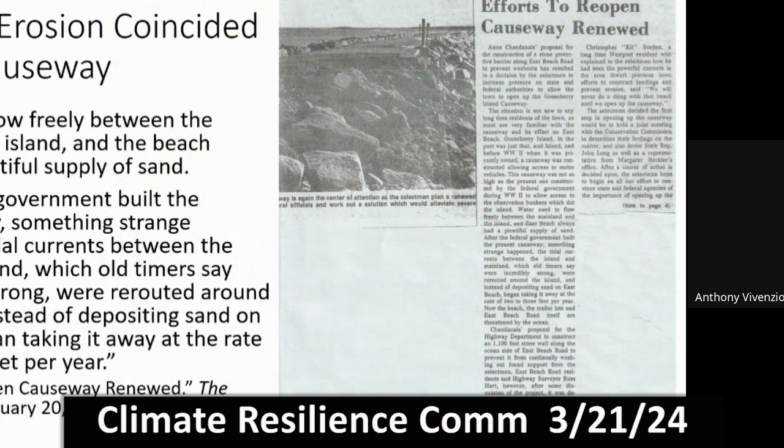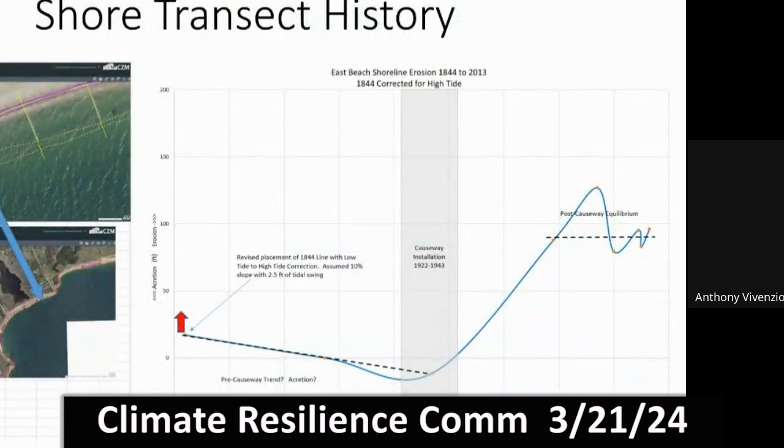These are the old timers that they're quoting here. The tidal currents between the island and mainland, which old timers say were incredibly strong, were rerouted around the island, and instead of depositing sand on these beaches, began taking it away at a rate of 2 to 3 feet per year. So that's the anecdotal information from them.